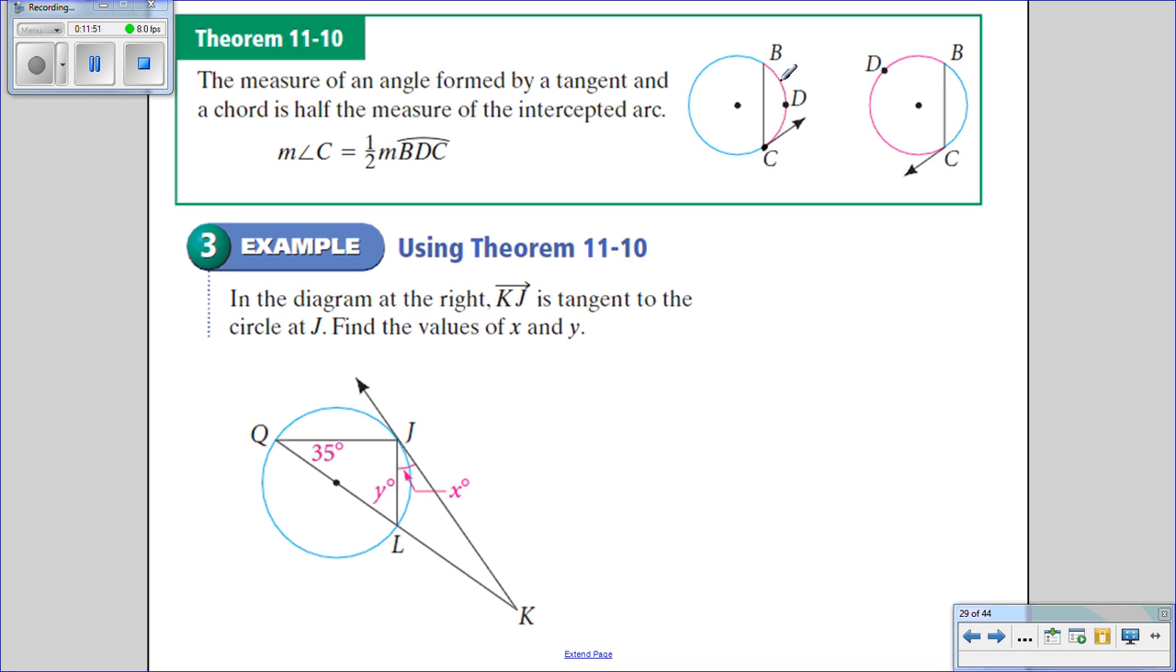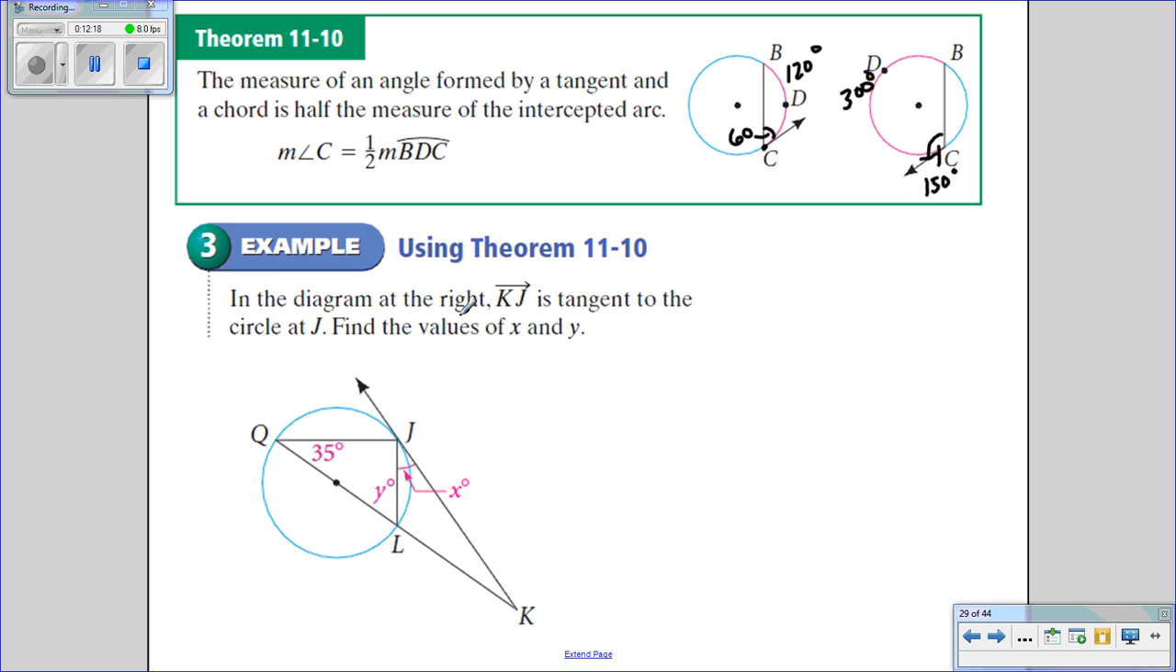So let's say this arc in red right here was 120 degrees. That means this angle would be half of that, which is 60. And the same goes over here. This angle right here is half of that arc. So let's say that arc was 300 degrees, and that means this angle would be half of that, which is 150. That's how this works. So we're going to use that to figure out example 3.